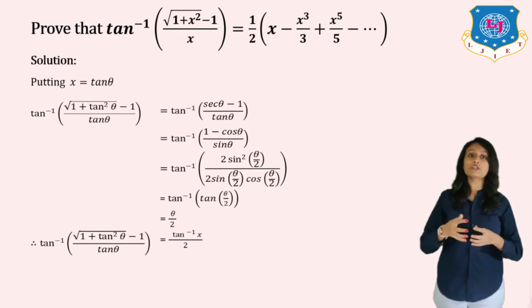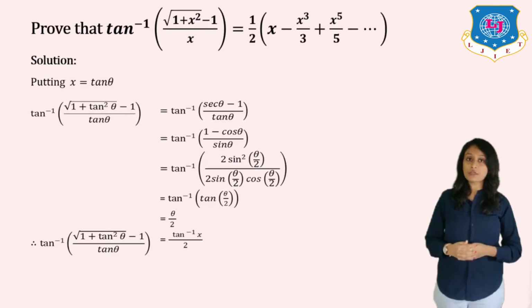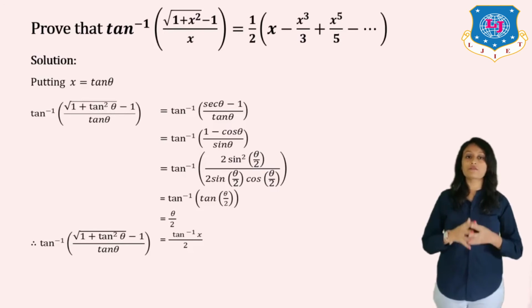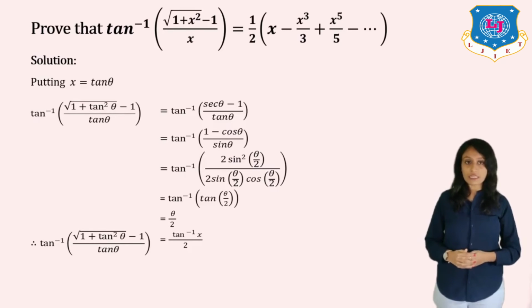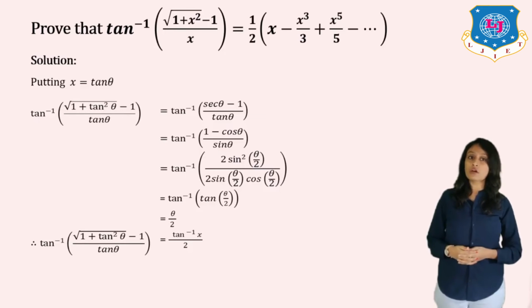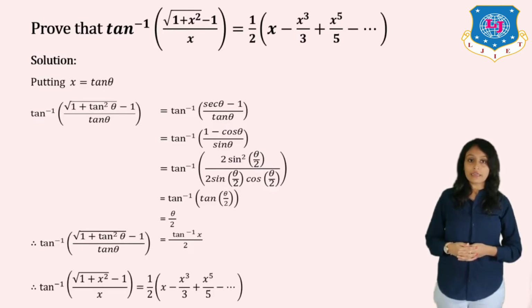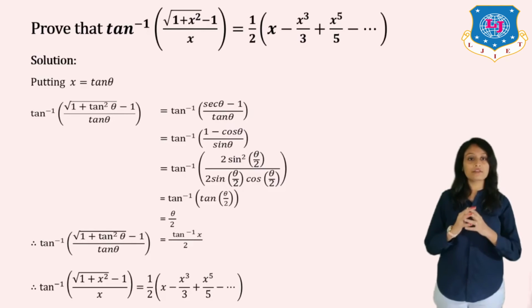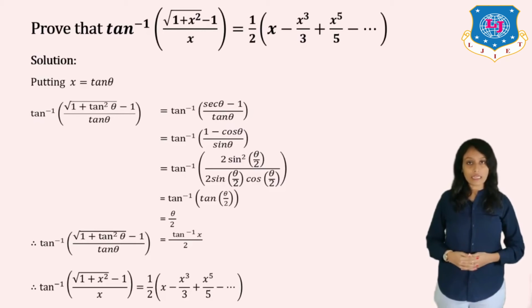Now x is equal to tan theta. So theta is what? Tan inverse x. So in place of theta we have to write tan inverse x. Okay, now we have solved the series of tan inverse x, right? So the tan inverse x series is what? x minus x cube upon 3 plus x raised to 5 upon 5 and so on, right? 1 by 2 is kept as it is and we have to write down the series of tan inverse x.